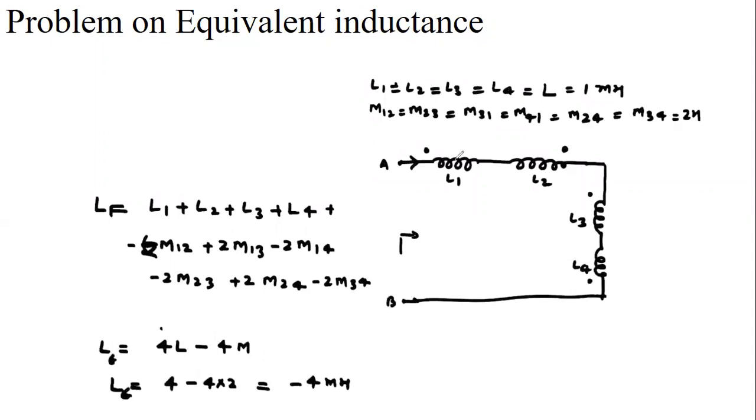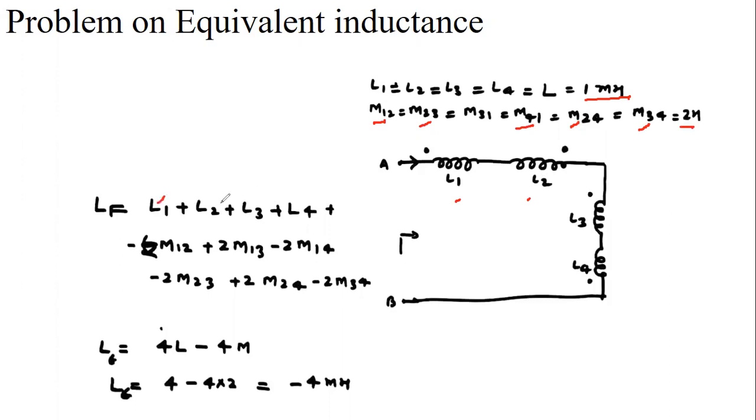Next, here we have shown a problem on mutually coupled coils. There are four coils L1, L2, L3 and L4, and suppose the mutual inductance of each coil is 1 millihenry. M12 is the mutual inductance of coil 1 with 2, and similarly for 2 and 3, 3 and 4, and 4 and 1. All coils are mutually coupled with each other: M12, M13, M14, M23, M24 and M34. So what is the equivalent inductance?